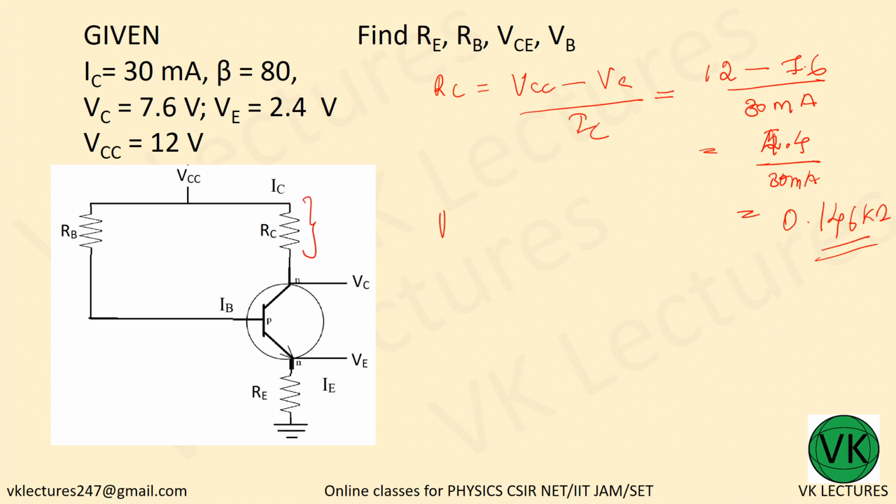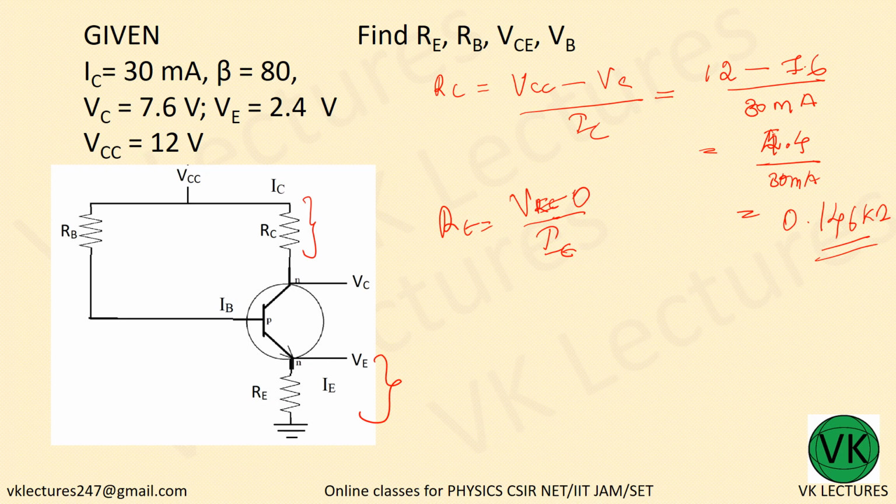Now what is RE? RE is equal to the voltage VRE divided by IE, that is VE minus 0, divided by IE. This is also correct.